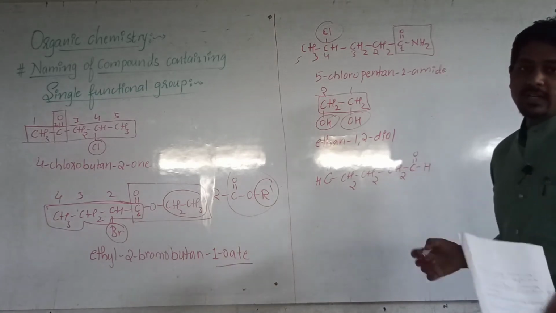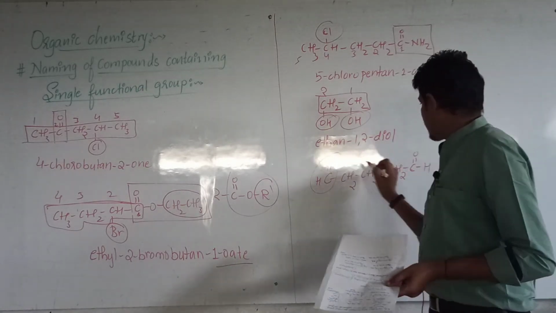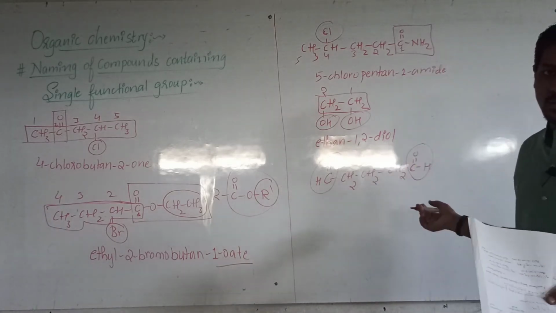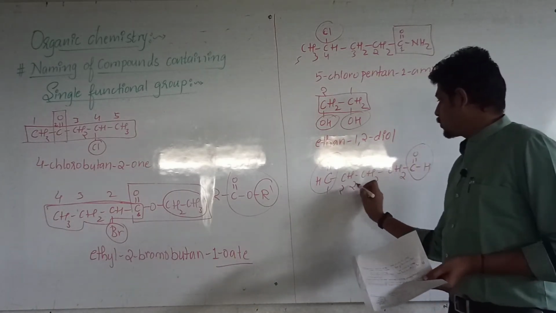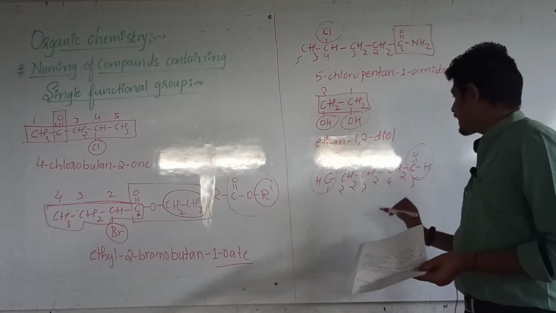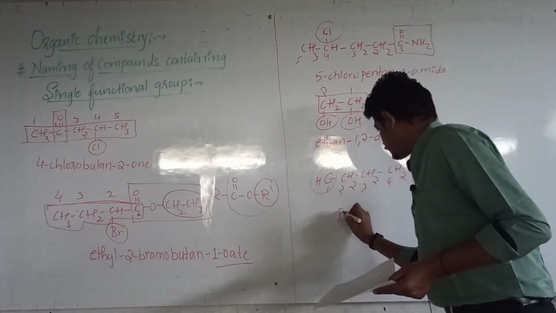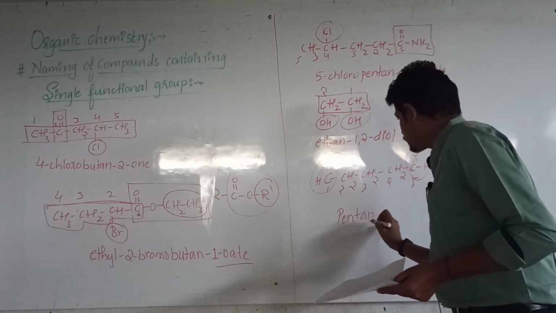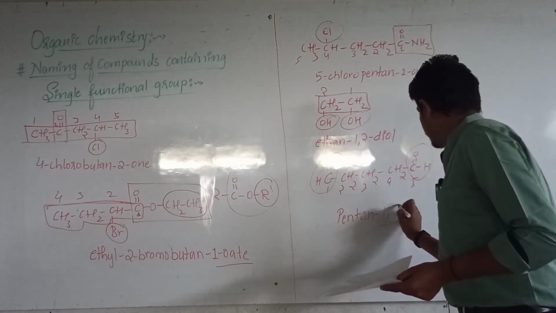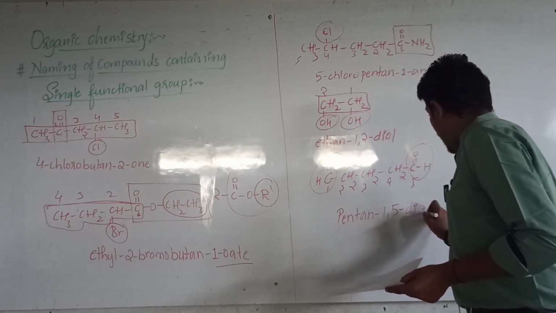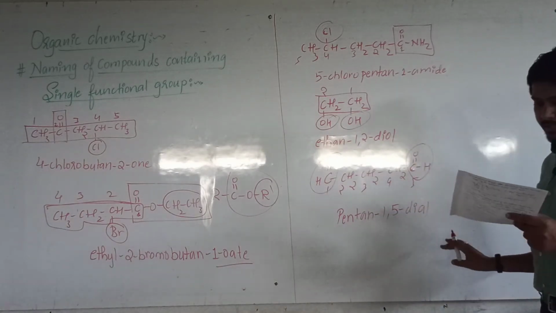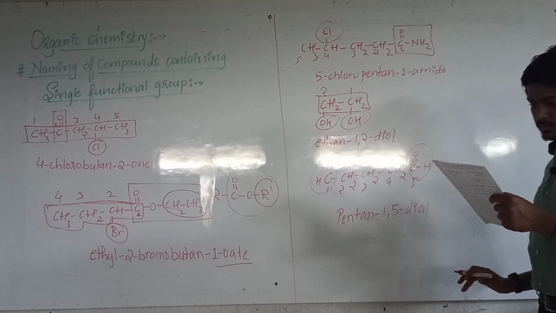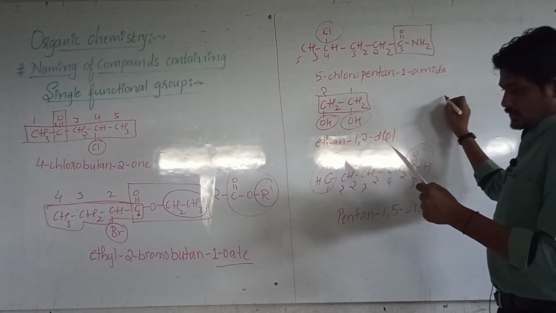Okay, now where are the functional groups? This is your first and this is your second. Both are aldehyde only. So numbering can be done from this side also, this side also. So 1 2 3 4 5. So pentane-1,5-dial. Al means aldehyde. Okay, so pentane-1,5-dial. And any simple one, yeah, here we'll see.